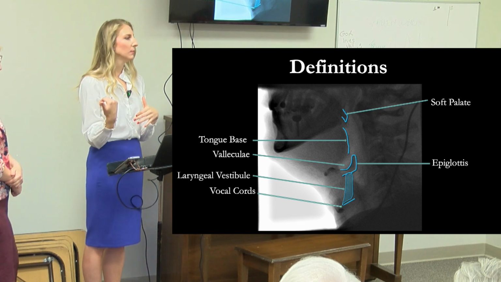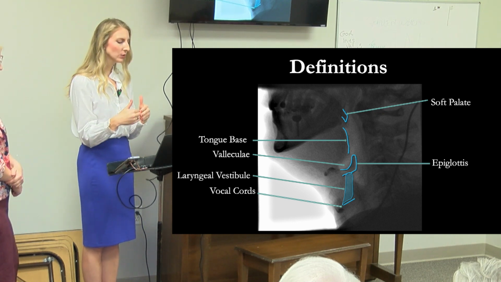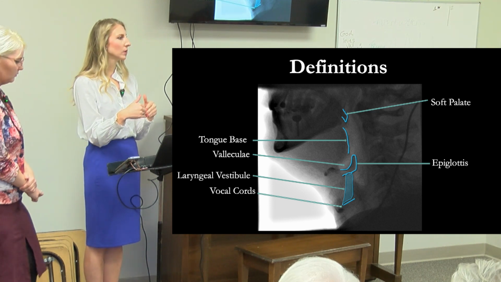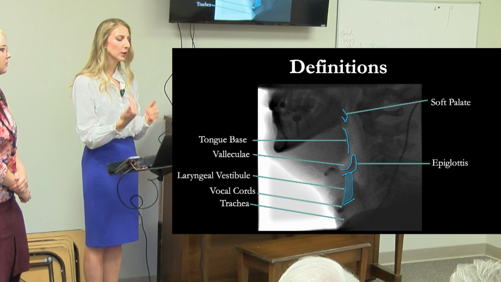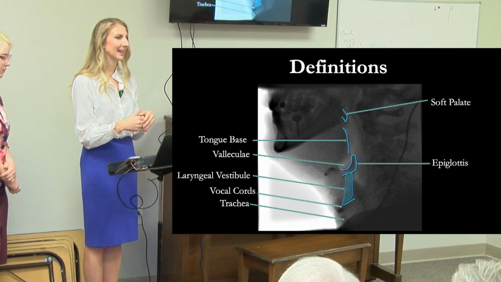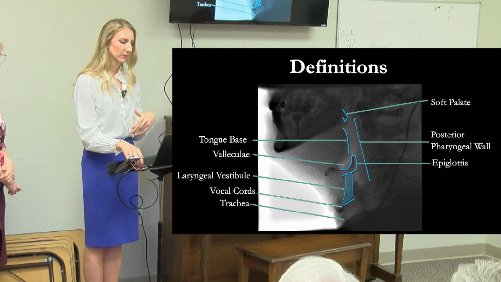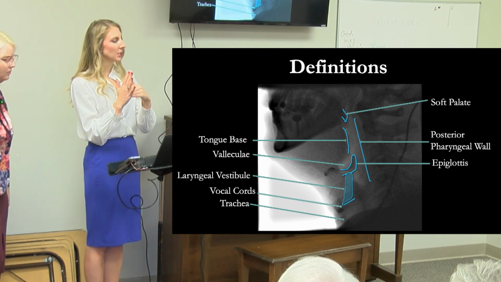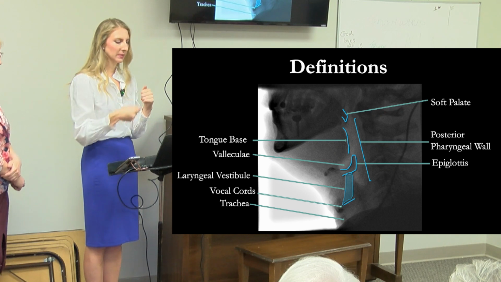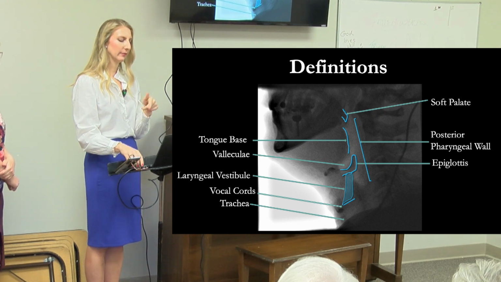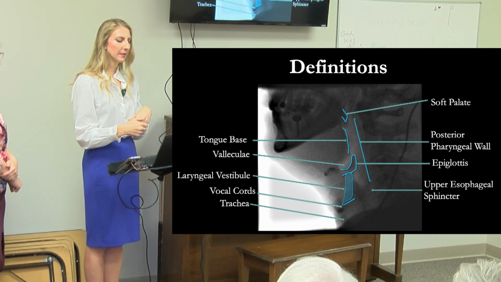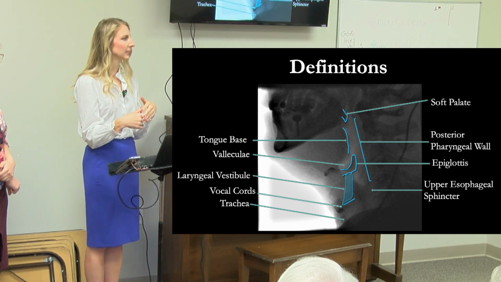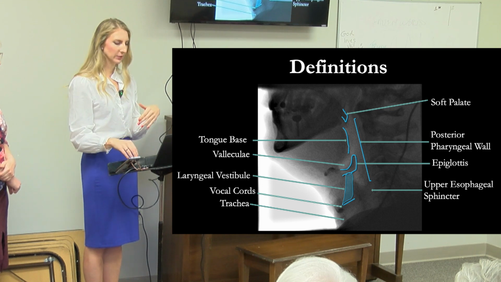So Bryn was talking about penetration of material. Here we would see it enter the laryngeal vestibule above or to the vocal cords, and that's considered penetration. If it goes below those vocal cords into the trachea, that is when aspiration occurs. Here's that back wall. So when we're referencing the tongue base touching that back wall or material being pushed down with a pressure wave, that's what we're talking about. And then the upper esophageal sphincter is just the entrance to your esophagus. That's the boundary between your pharynx and your esophageal stage of your swallow.